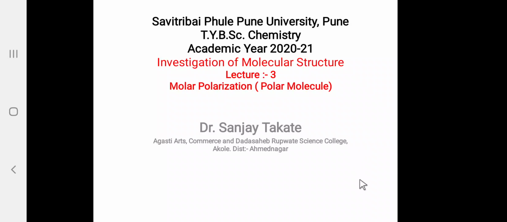In case of the non-polar molecule, the center of positive charge, that is the nuclei, and the center of negative charge, that is the electrons, coincide with each other. They are at the same position, they are not away from each other. Such molecules are called non-polar molecules. Non-polar molecules do not have a dipole moment. Their dipole moment mu is equal to 0.